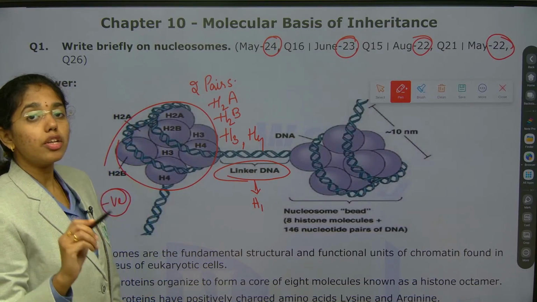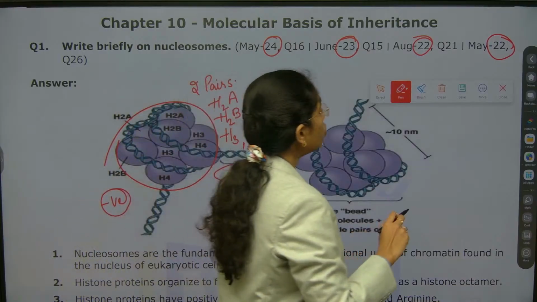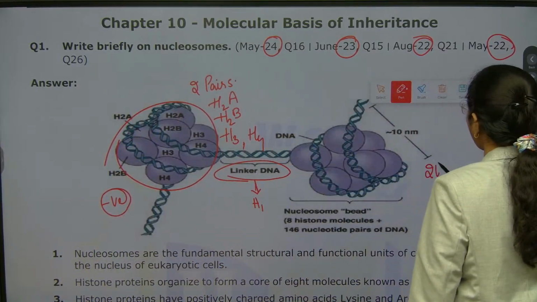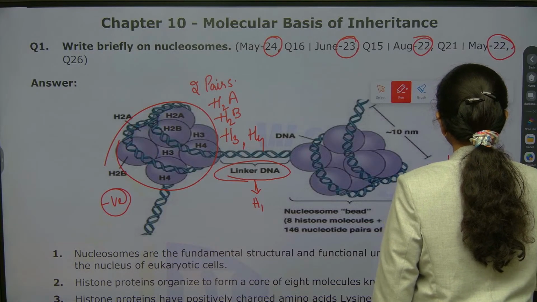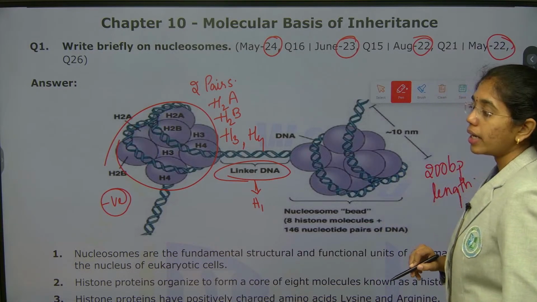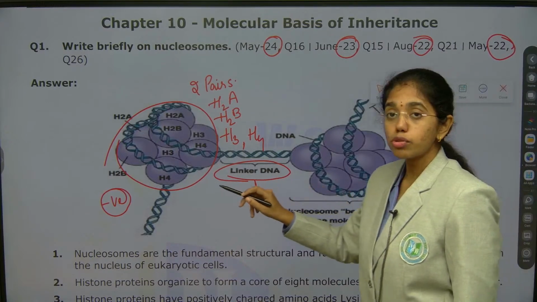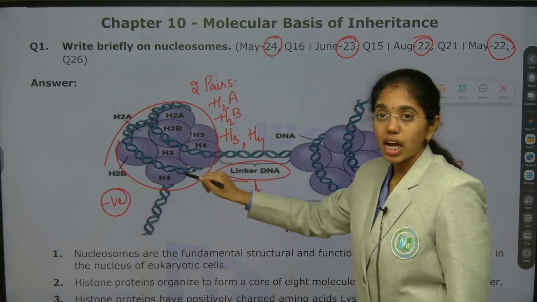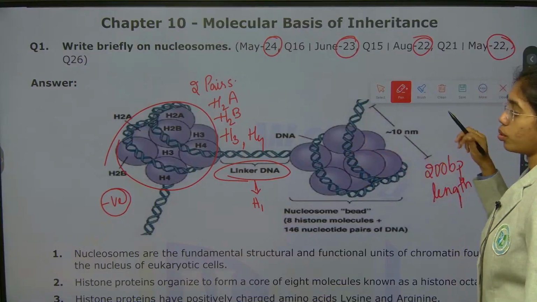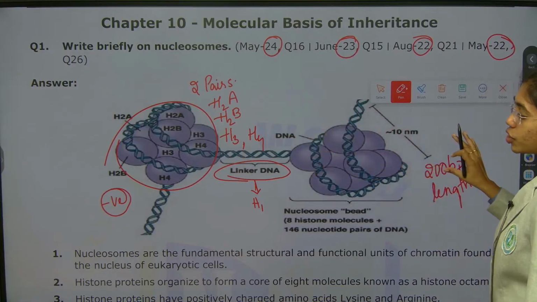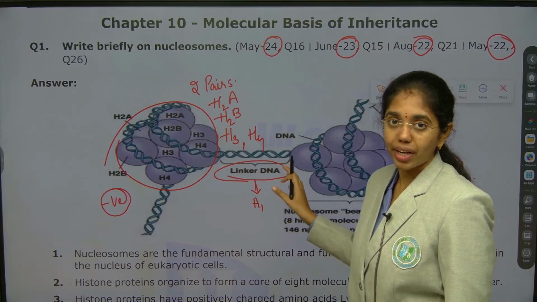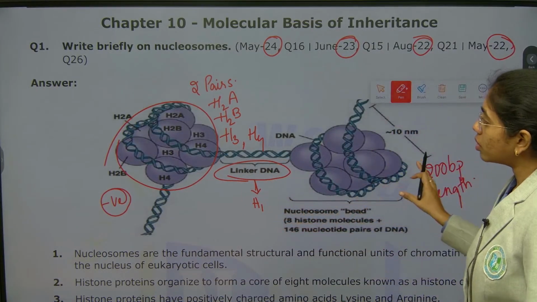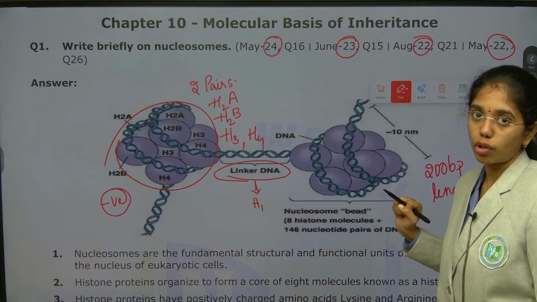A single nucleosome will have 200 base pairs length of DNA. Clear? So when you see the negatively charged DNA wrapping around the histone octamer, this complete chain will be visible as a beads on string arrangement. So this is the concept of the nucleosome model.